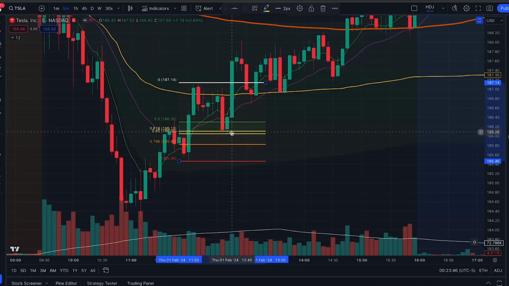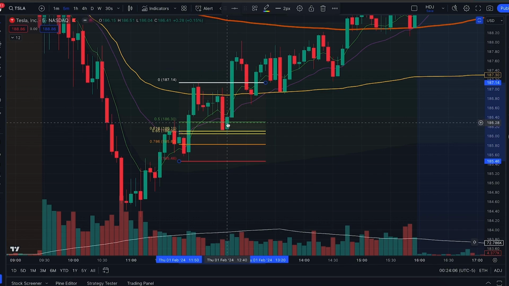Then this candle formed and did what? Tapped right into our golden pocket. After that, it shot straight up. So what I would have done was, once this candle had formed and tapped into our golden pocket, before this candle would have closed, this is the 5-minute chart.